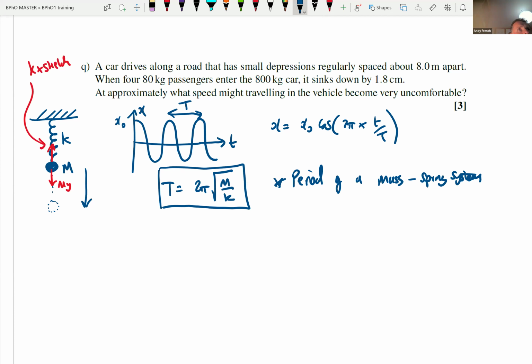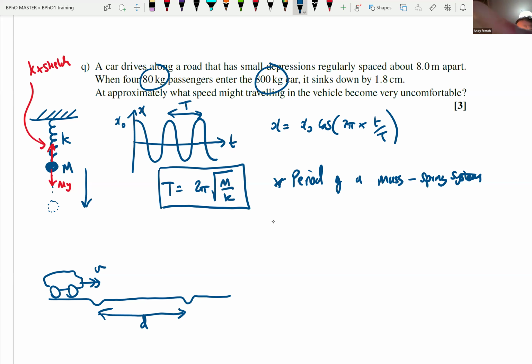All right. What are the facts we know? In this particular case, we've got a car driving along a road with these little bumps. We can imagine this is the road here. There's a little bump, there's a little bump, and they're separated by distance d. Here's my car, my high quality drawing of a car, and it's going at velocity v. The mass is 880 kilograms, and it sinks down by 1.8 centimeters. So we're assuming our car has got some springs.